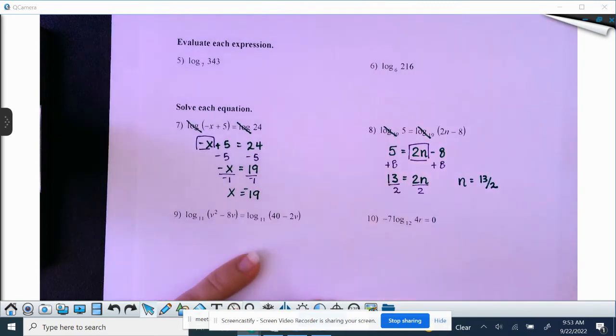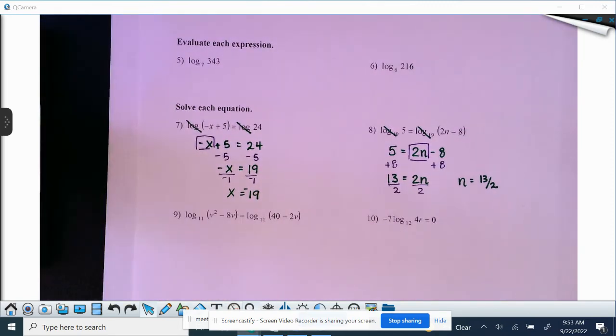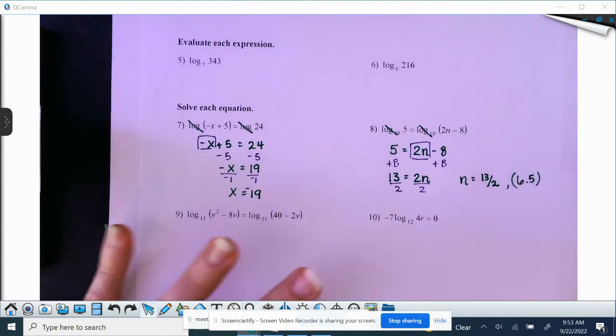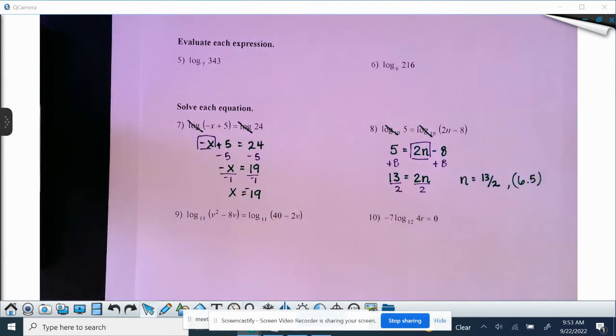Or if you're doing Delta Math, you do whatever formatting the teacher, website, test, or worksheet wants, because there's not a hard line. They're both correct. 13 divided by 2, or it would be 6.5 as a decimal. Both are correct answers. I personally will accept either.